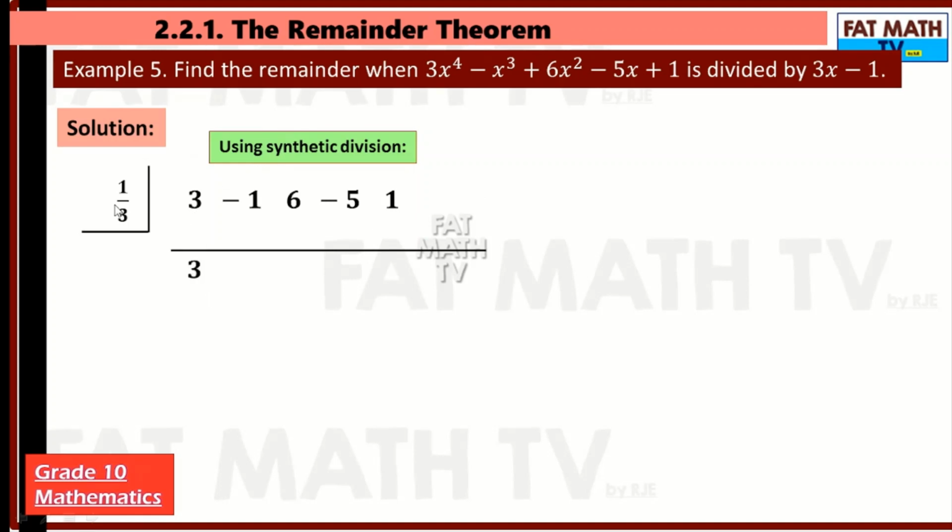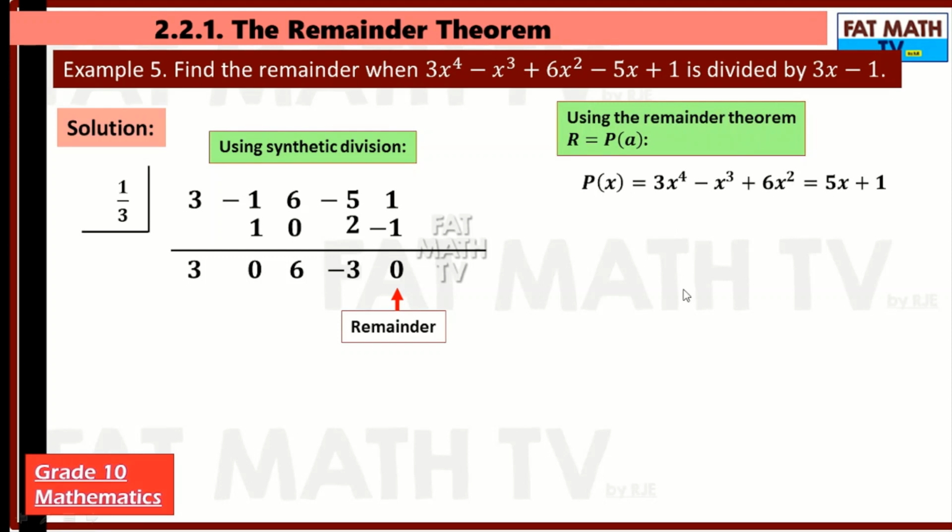So bring down 3, 3 times 1/3, that's 1, -1 plus 1, 0, 0 times 1/3, 0, 6 plus 0, 6, 6 times 1/3, 2, -5 plus 2 is -3, -3 times 1/3 is -1, 1 plus -1 is 0, so the remainder is 0.